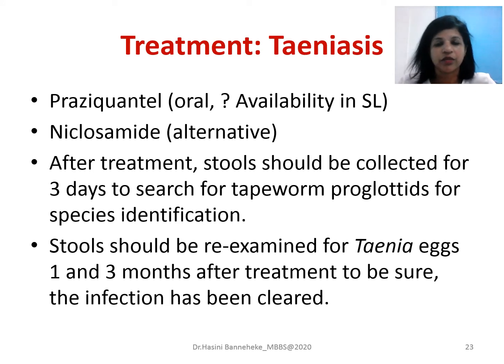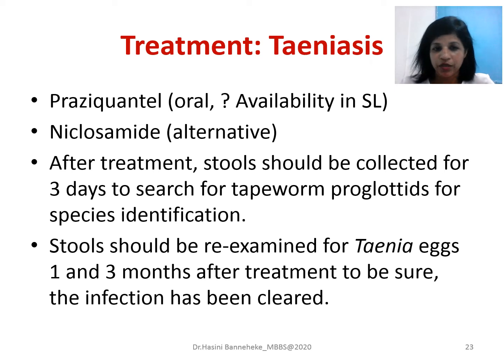Now, this is the treatment of taeniasis. The treatment is generally the drug called praziquantel, which is given orally, but its availability in Sri Lanka is a query. Most of the time it is not available. So the alternative drug, niclosamide, is used for treatment, but the ideal treatment for taeniasis would have been praziquantel.